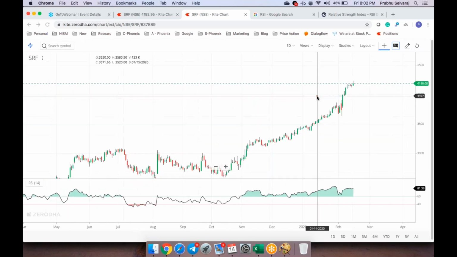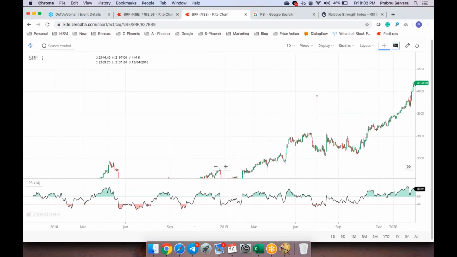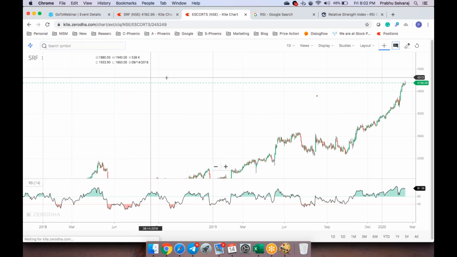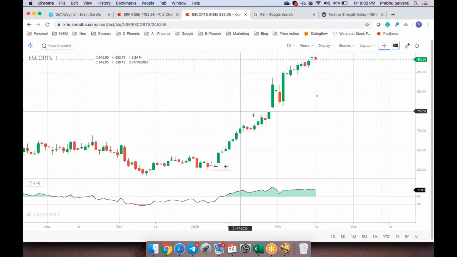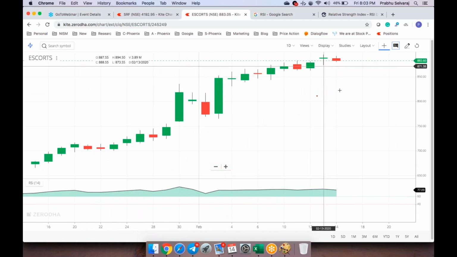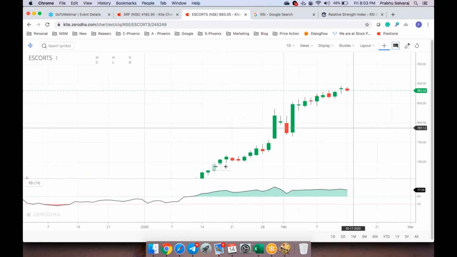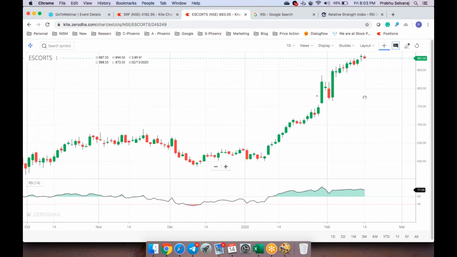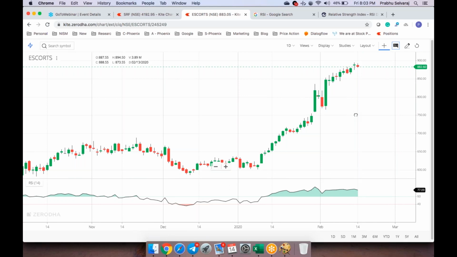Okay, how strong it is. Now let us take some other stock, Escorts. Now, reversal pattern, but no confirmation yet. My RSI is saying I'm very strong. So as long as the RSI is above 60, the up movement will be non-stop.